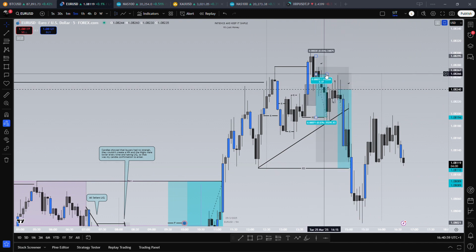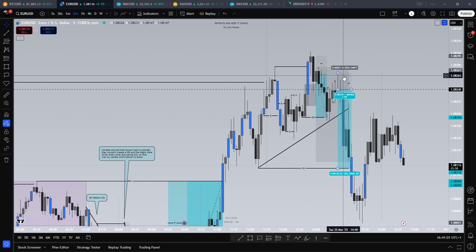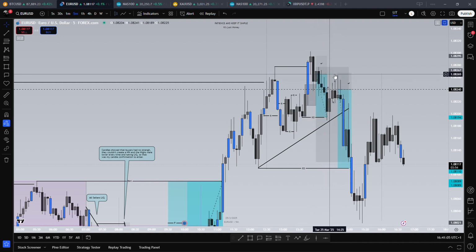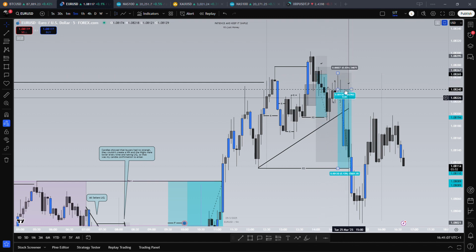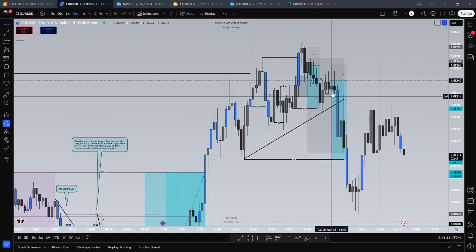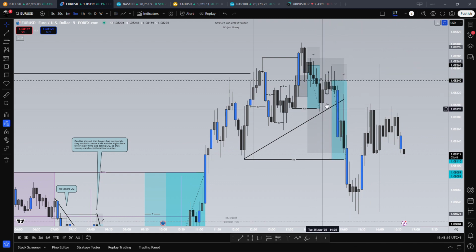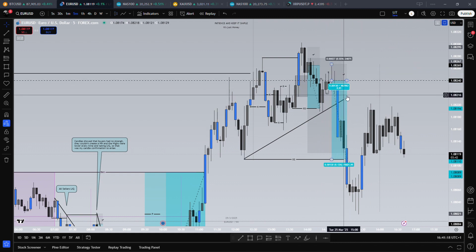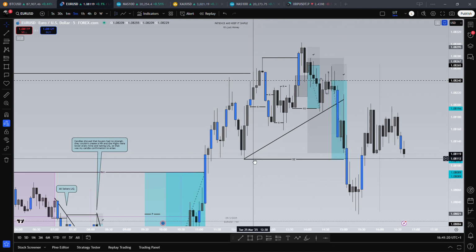The first one was partial and break even. It didn't touch the break even, but because of spread, I was taken out. And then I re-entered here. We had a big candle here, but I trusted the trend line.